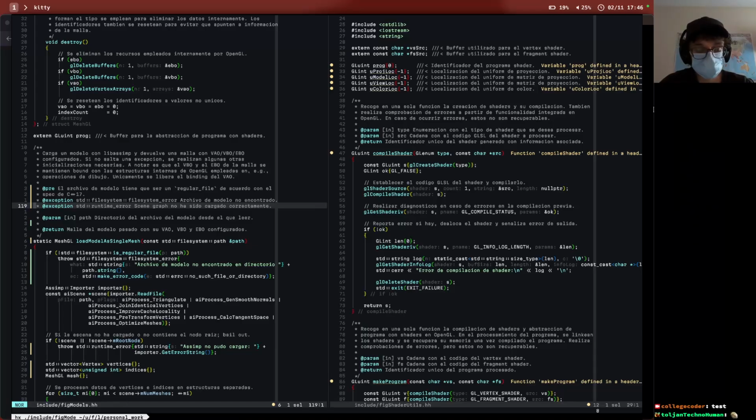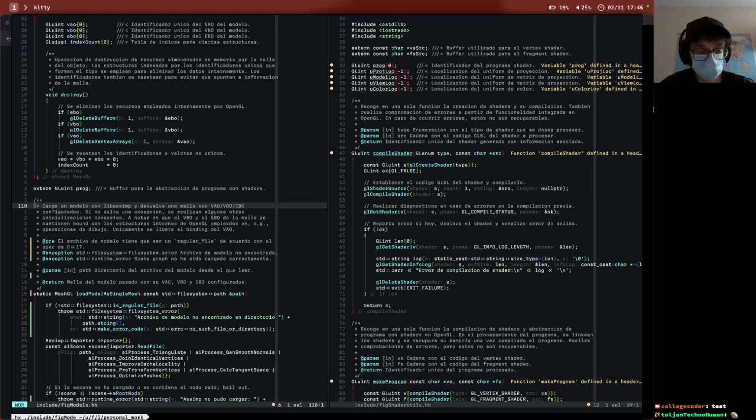Now, I do believe the description of the function also needs changing. Loads a model with libassimp, returns the mesh with a VAO, VBO, and EBO configured.